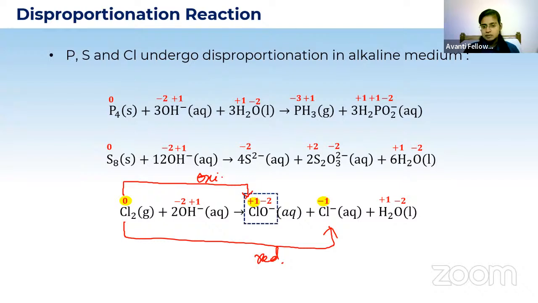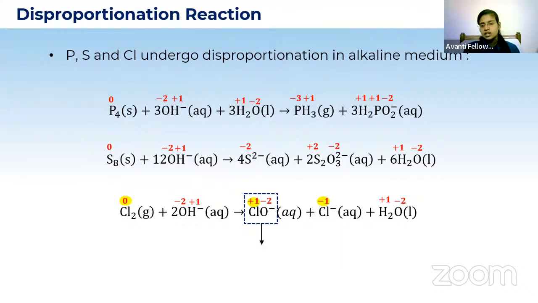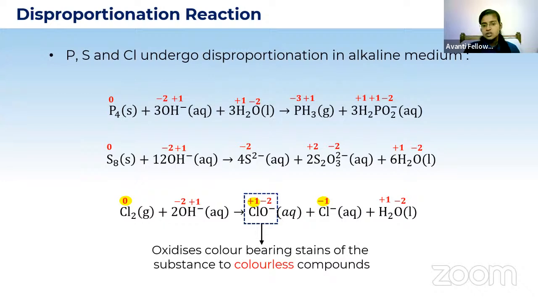ClO minus is one compound which is used to oxidize. It oxidizes color-bearing stains of the substance to colorless forms. I mean, it is used to remove the stains, the dirt. Stains means dirt. It is used to remove the dirt. It is getting oxidized. So ClO minus is a very important compound which converts color-bearing stains to colorless ones, and this falls under the category of disproportionation reaction.